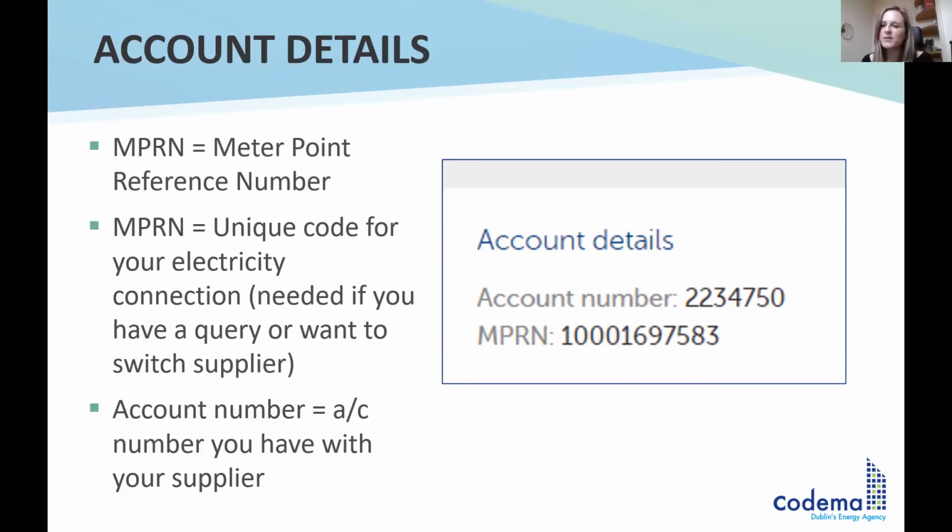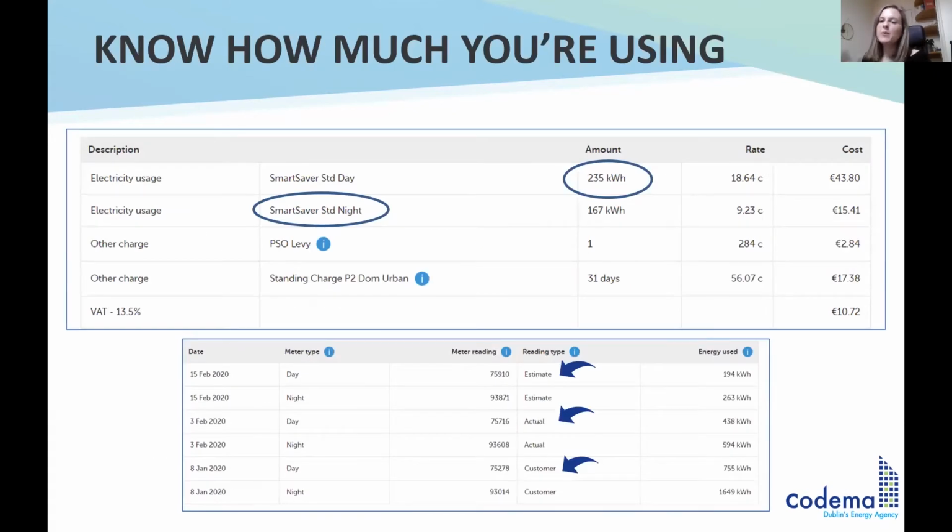Your account number, on the other hand, is linked to the supplier you're with, so that will change when you switch supplier. In terms of knowing how much you're using, when your bill comes in every 2 months, it will show you how many units you've used. One unit is equal to 1 kilowatt hour of electricity. You can see in this example that 235 units or kilowatt hours of electricity have been used in this billing period.